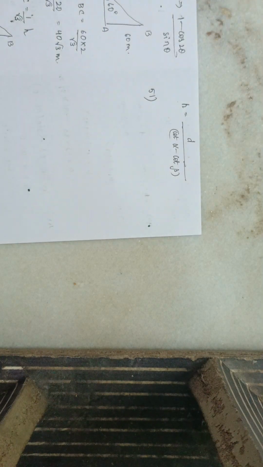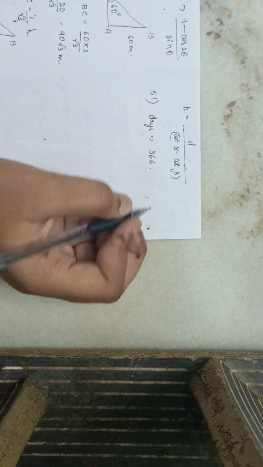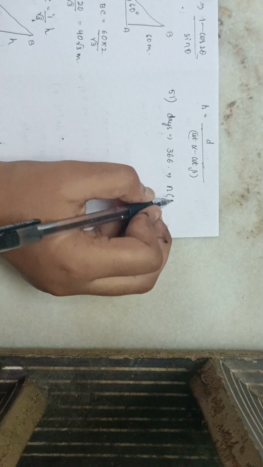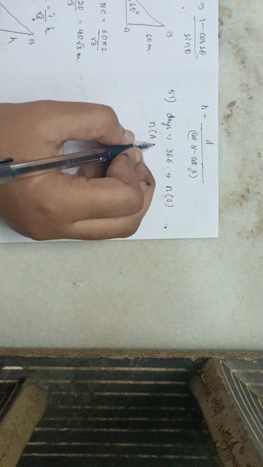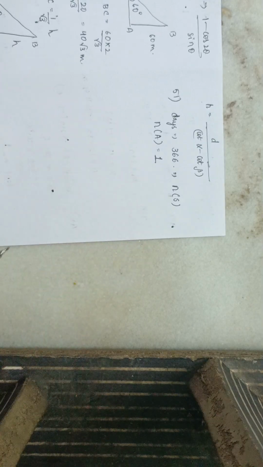One, 51. Two friends are born in the year 2000. The probability that they have the same birthday. So, they are given that they are born in 2000. So, the total number of days is 366 days. So, let us write this as n of S and n of A equals to 1. That is the favorable. That means they are asking about the same day. So only one favorable outcome.